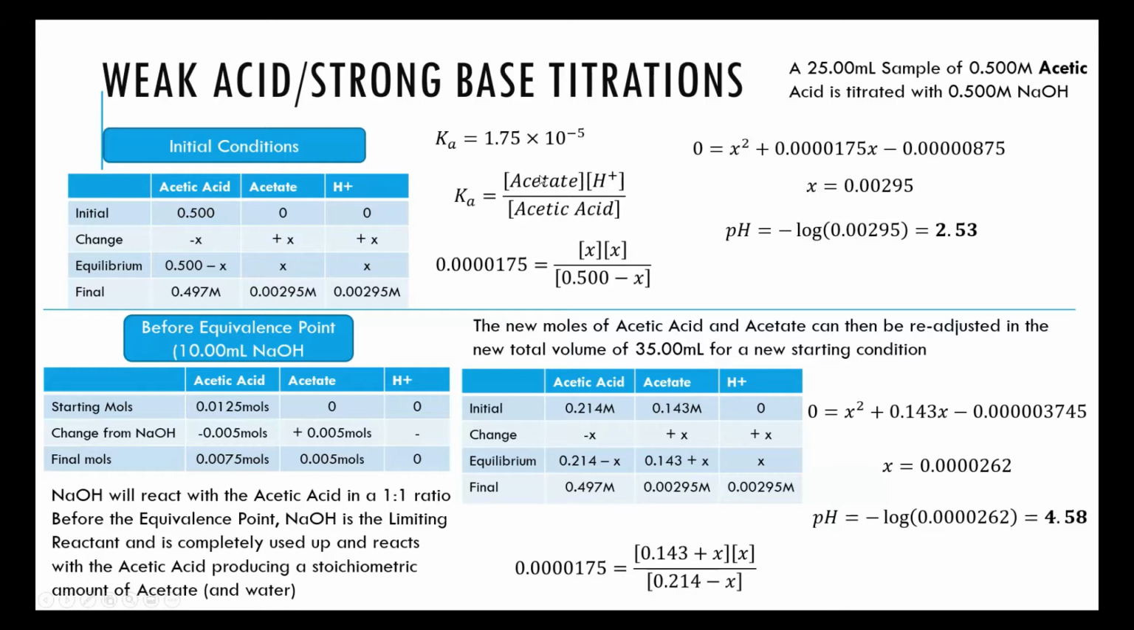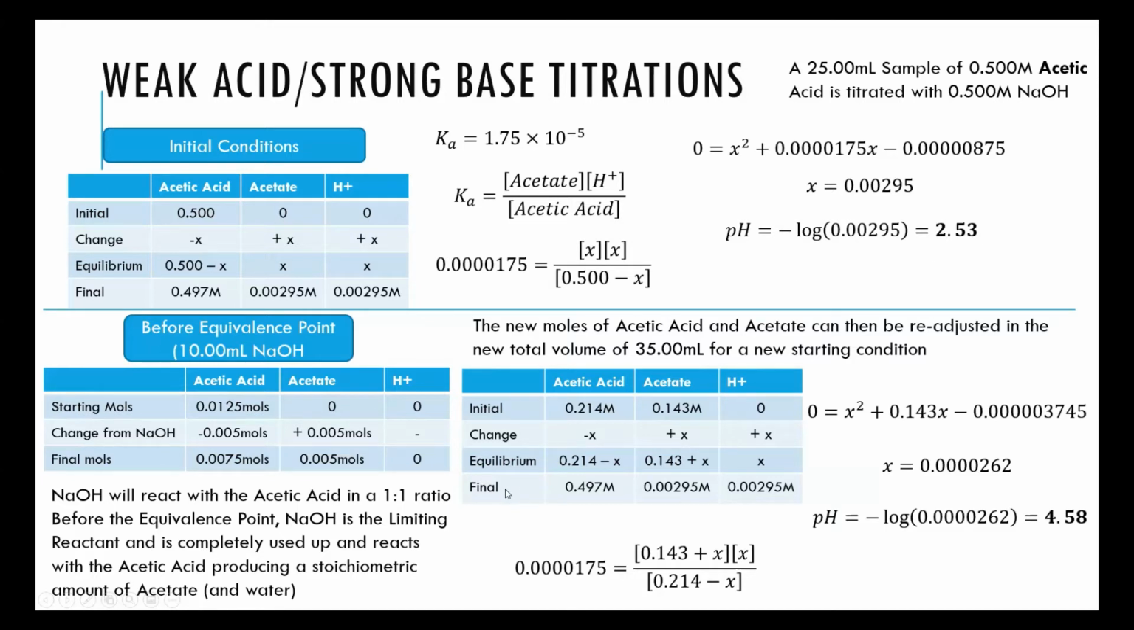Since the acetate and H+ will be the same concentration, you're multiplying it by itself, divided by that 0.5 molar acetic acid minus X. So if you were to work this out, you would find that the X value is 0.00295. And that is the concentration of H+, which you could obtain the pH from. So the pH of this starting acetic acid solution is 2.53.